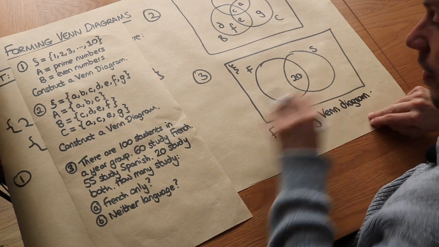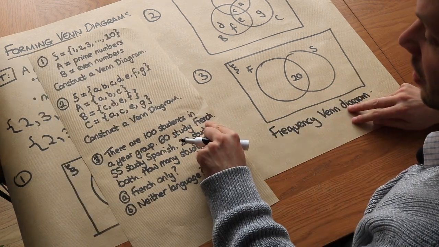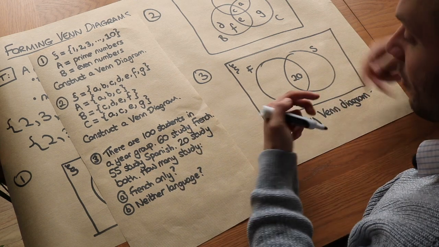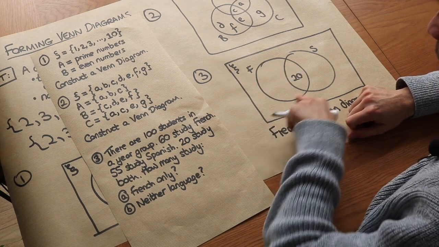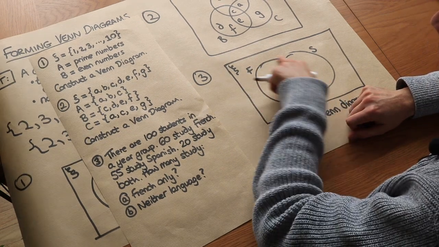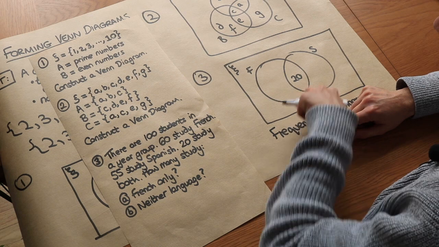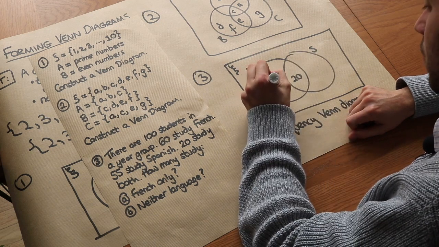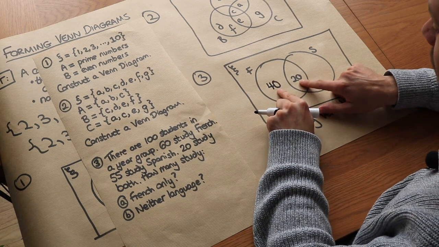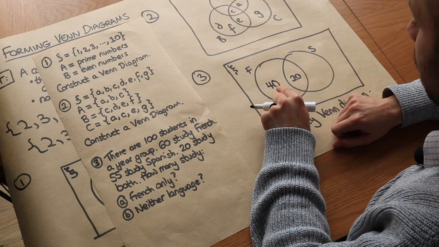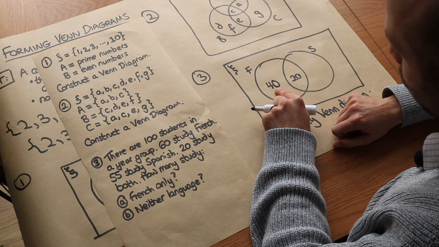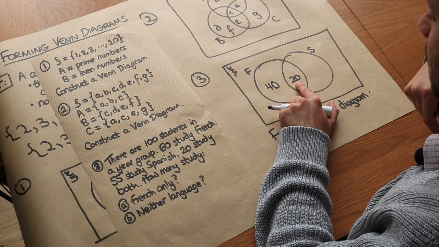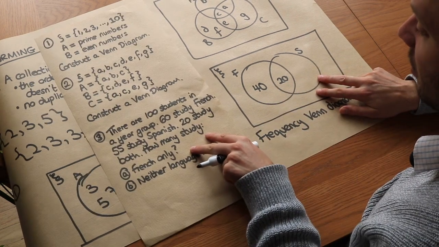So let's finish it off. It says that 60 study French. Now those people who study French could be studying just French or they could be studying French with Spanish. So there's 60 people in total who study French. So the total of the numbers in this French circle is 60. Now we know that we got 20 here, so it must be 40 here, so that these 2 numbers add up to 60. So we've got 40 people who study French but not Spanish, and we've got 20 people who study French but also study Spanish. And in total, we have 60 people studying French.